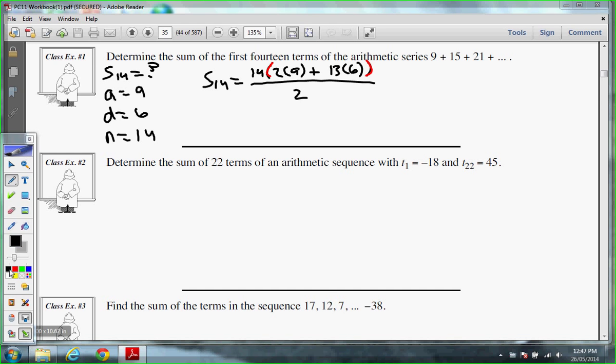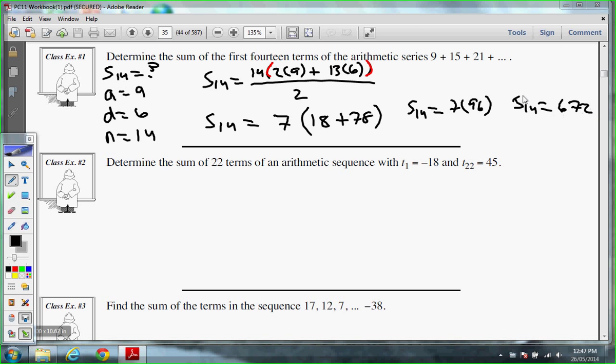So I can write it like this. S14 is 7 times 18 plus 78. So then S14 equals 7 times 96. So S14 is 672. That's the basis of finding a series.